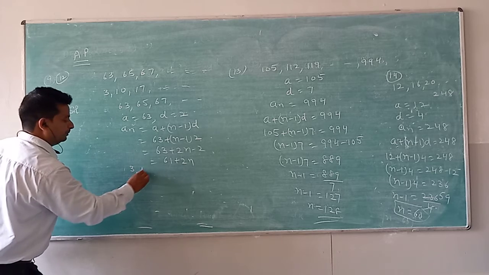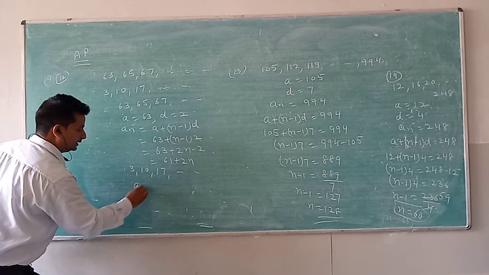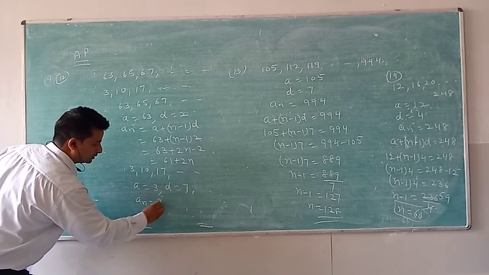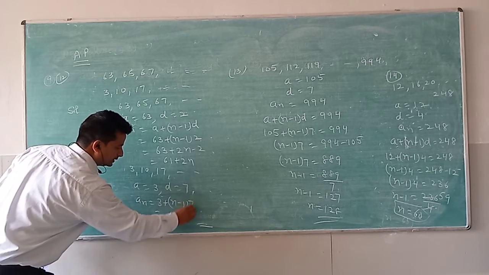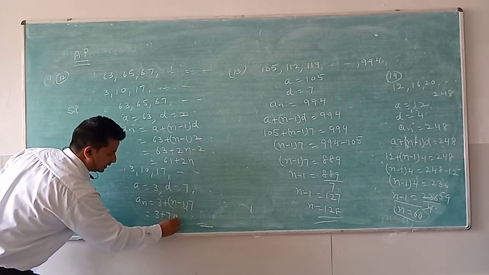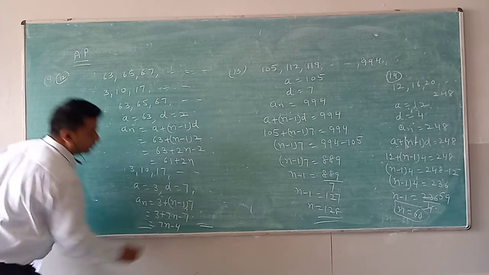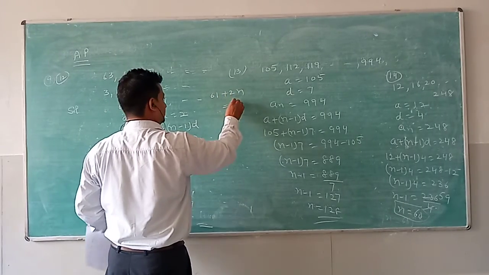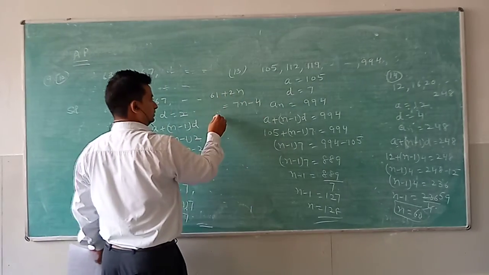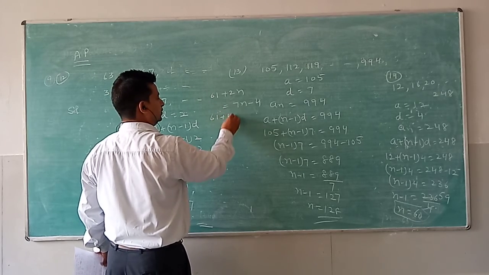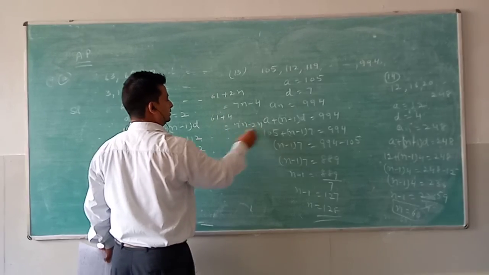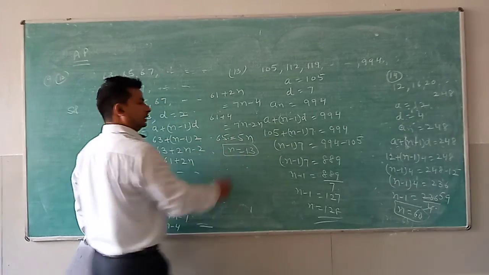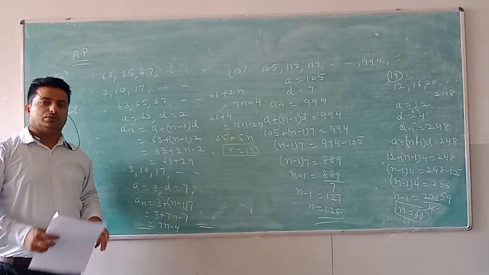And in the second AP, a is 3, d is 7. So an is 3 plus n minus 1 into 7, which is 3 plus 7n minus 7, or 7n minus 4. When we equate the nth terms of these two APs, 61 plus 2n equals 7n minus 4. So 61 plus 4 is 7n minus 2n. This is 65 equals 5n, n is equal to 13. So the 13th terms of these two APs are equal. Thanks.